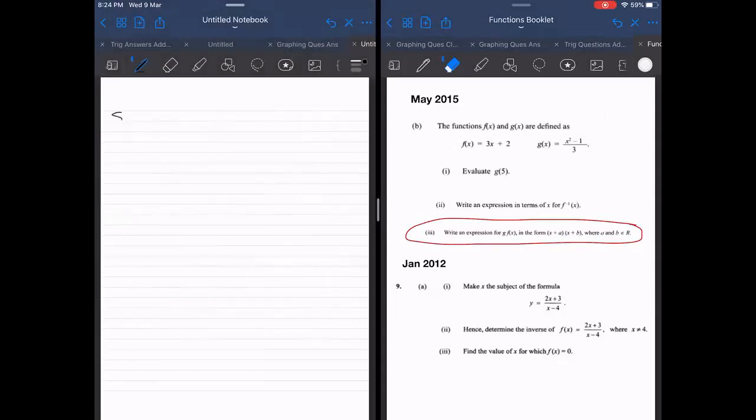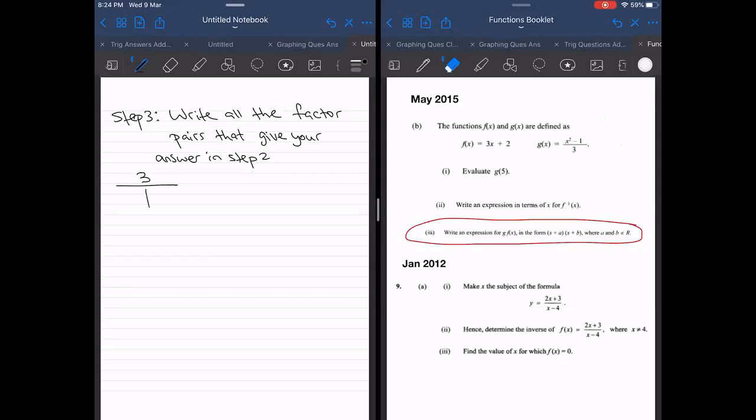Okay, then step 3, write all the factor pairs that give their answer in step 2. So what do I mean by that? So watch me do it first. So what I want to know is what are all the numbers that I can multiply using the factors. The factors are the numbers that are smaller. Right? So what are all the numbers I can multiply to get 3?